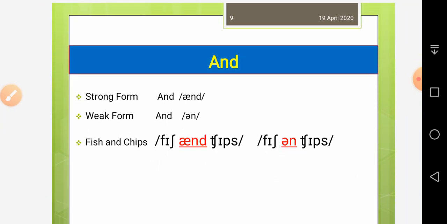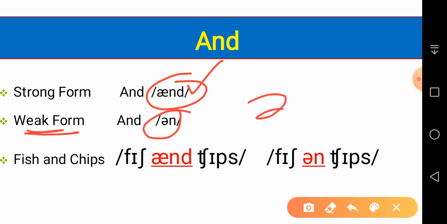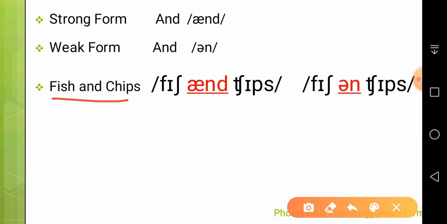and, see, "and" has also got two forms. One is strong form, another one is weak form. In strong form we use it like this, "and", with a "d" sound as well. But when we use its weak form, it becomes "n", okay. Let's see a phrase, fish and chips. Here is the strong form, fish and chips.